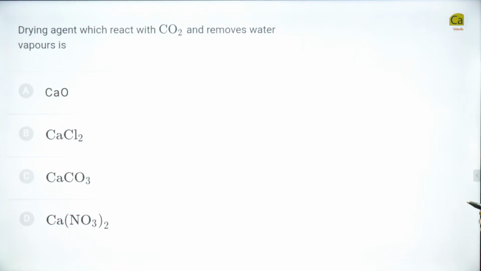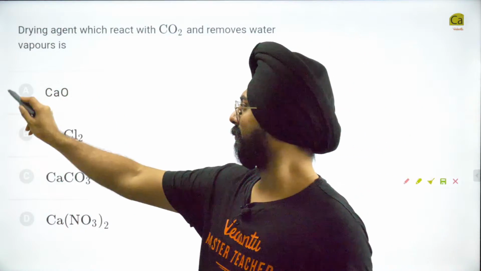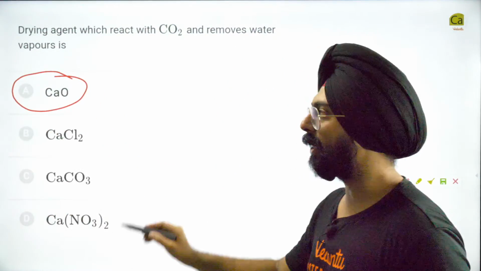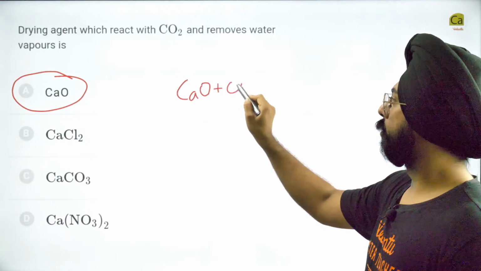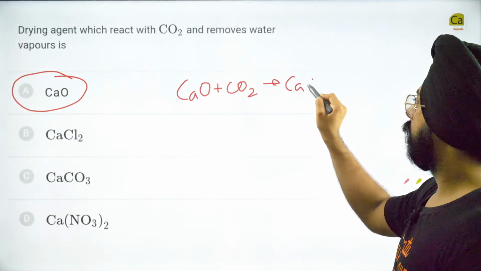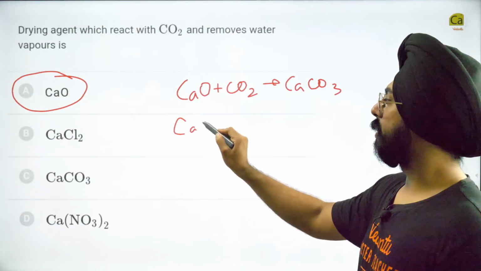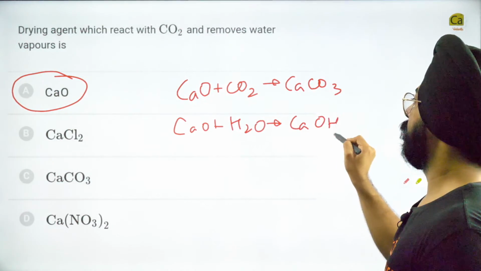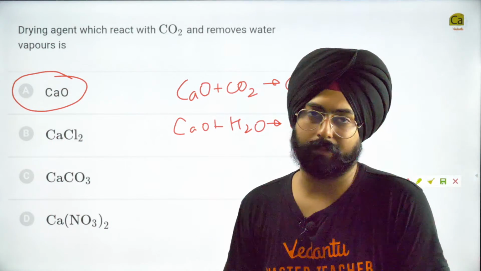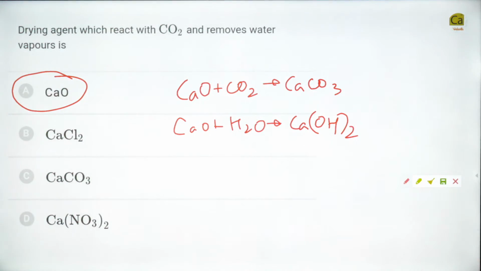Drying agent which can react with CO2 and it removes water as well. Quicklime, yes. CaO plus CO2 gives you carbonate. CaO plus H2O gives you hydroxide. Simple question. Basic 9th class stuff.